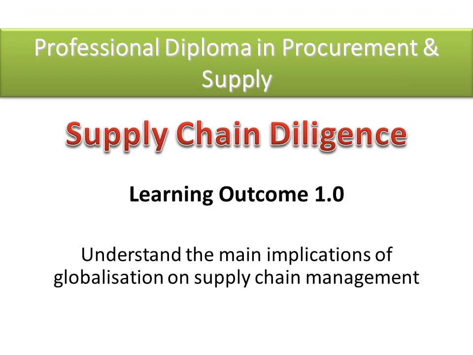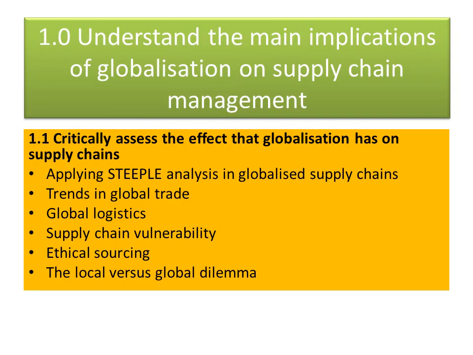So moving on then to learning outcome 1, we'll start understand the main implications of globalisation on supply chain management. 1.1, the learning outcome is critically assess the effect globalisation has on supply chains, and the indicative unit content is our old friend the steeple analysis, general trends in global trade, global logistics, supply chain vulnerability, ethical sourcing, and the local versus global dilemma, which has been heavily examined at level 4.